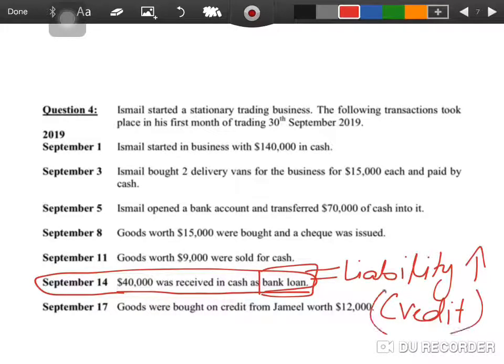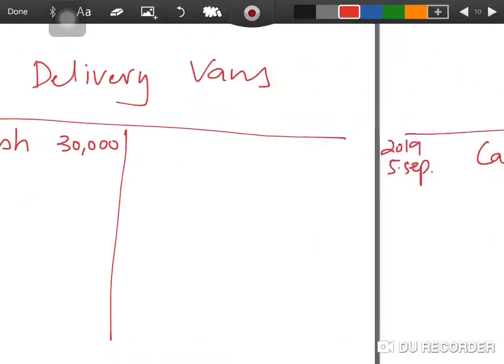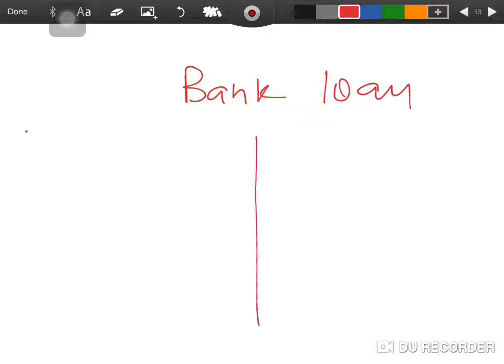At the same time, you're receiving 40,000 in cash as well, and cash is once again an asset for the business which is going up, so it should be recorded on which side? The debit side. So the two T accounts in this case are going to be cash and bank loan. So you already have a T account for cash. Now you're going to have to prepare a T account for bank loan, and since it is a liability, you will record it on the credit side. Now the transaction's date is 14 September.